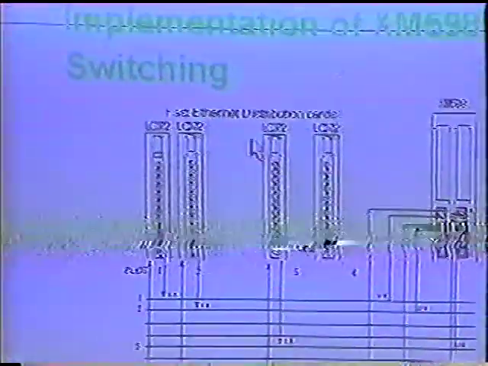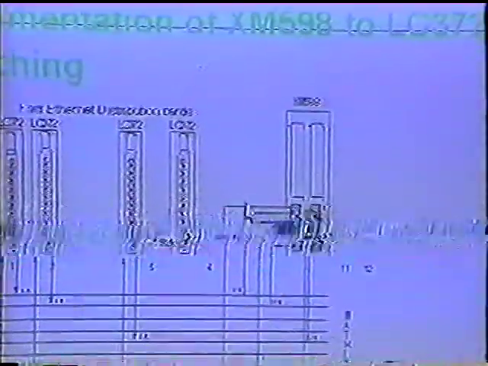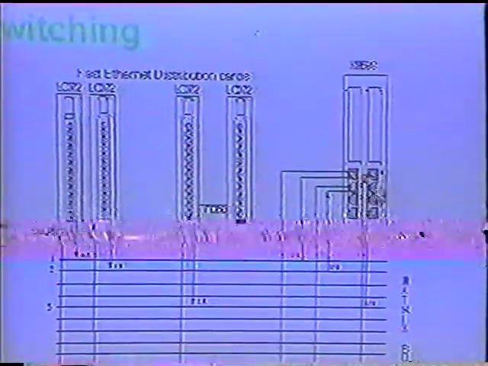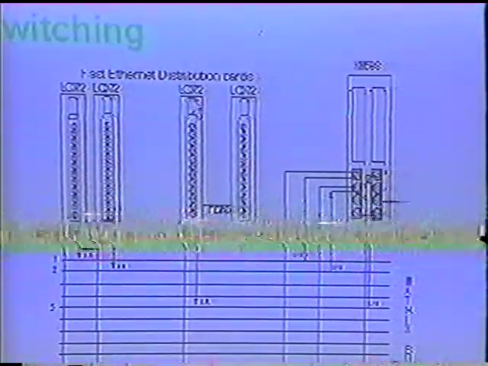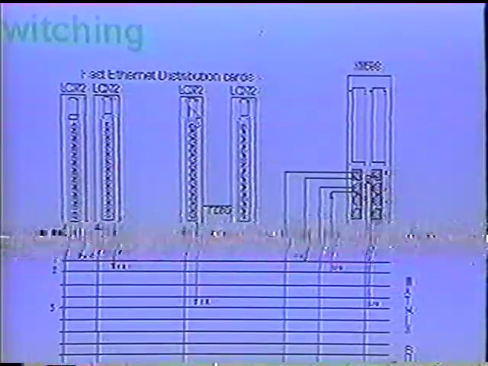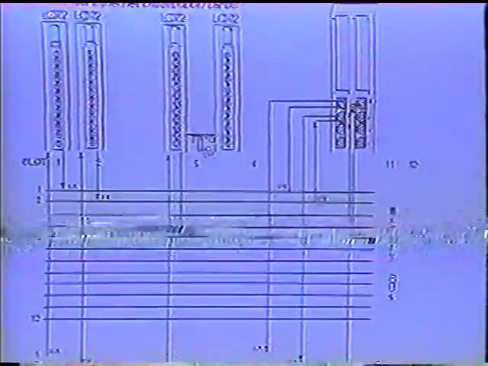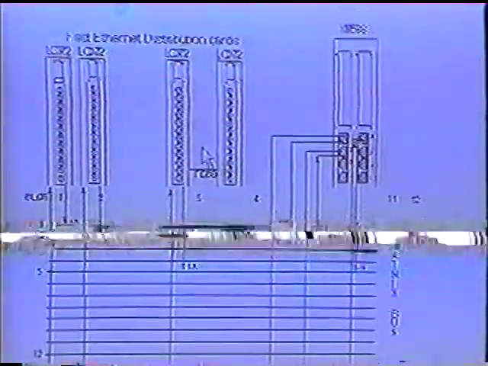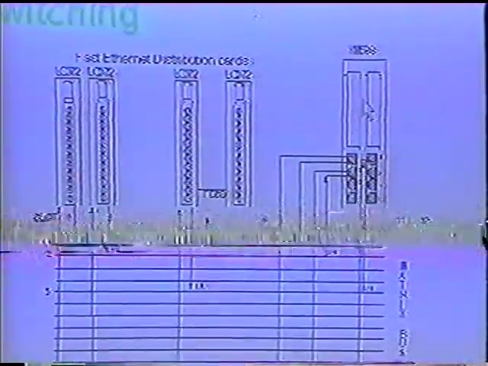Here is another example. In this example, we tie the fast Ethernet repeater cards to the main central switching card. You can see that this fast Ethernet distribution card, called LC3722, puts one of its ports into the matrix, and through the matrix it is connected into one of the ports of this switch, and this is the way that the repeaters are connected through this switch.